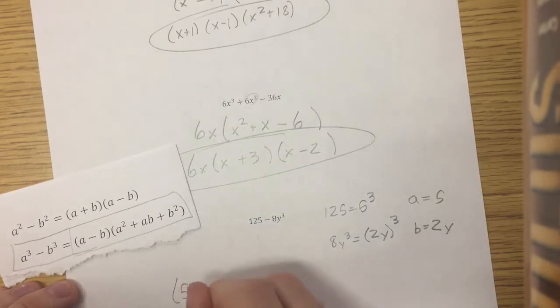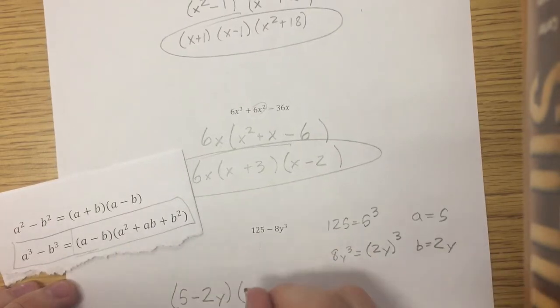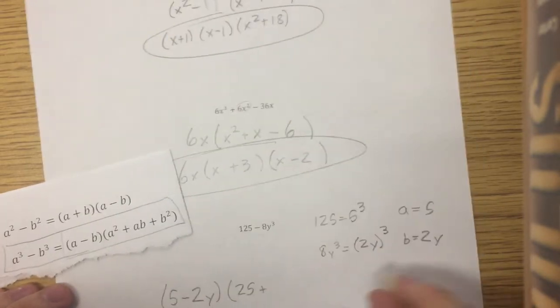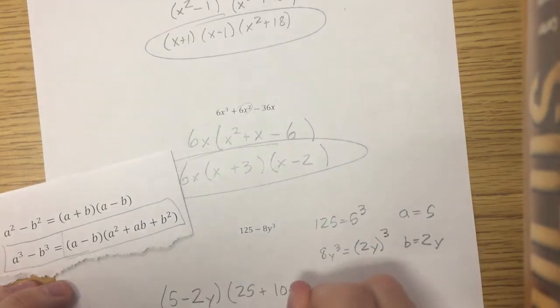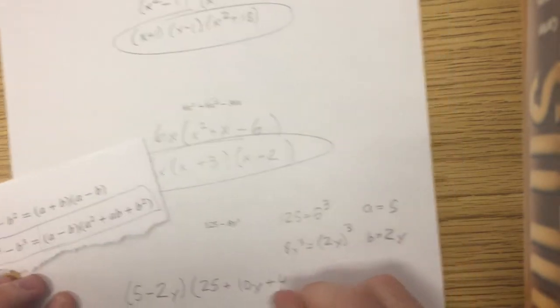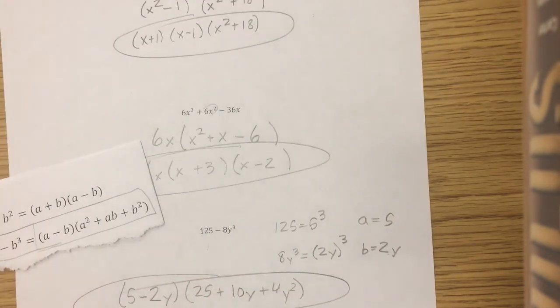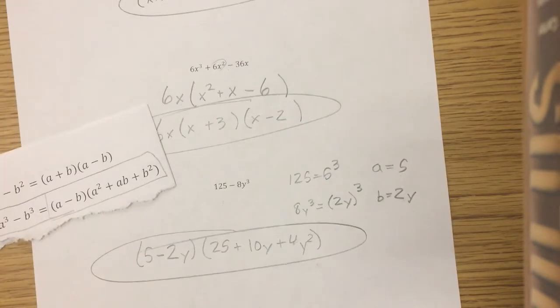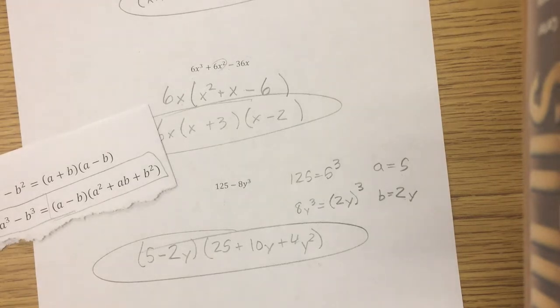Seems like I need to hurry up here. And then we've got a squared, so that's 25, because 5 squared is 25, plus a times b, 5 times 2y, that's 10y, plus b squared, that's 2 squared, y squared, so that's 4y squared. And that is it. That is our final answer. And we are done. I will see you guys next week.